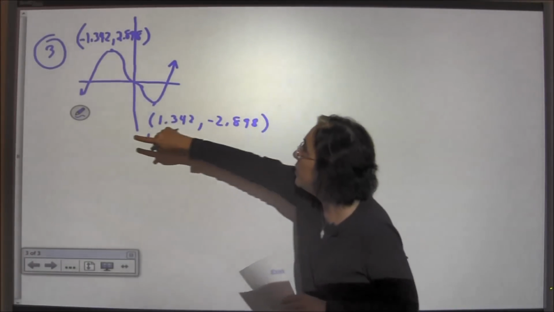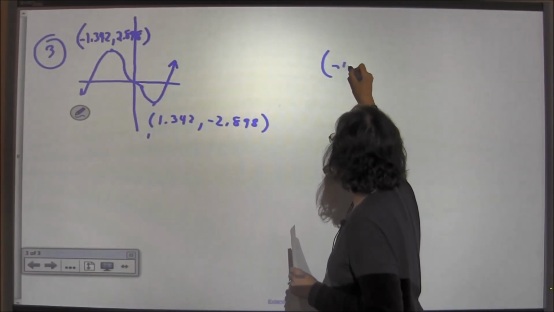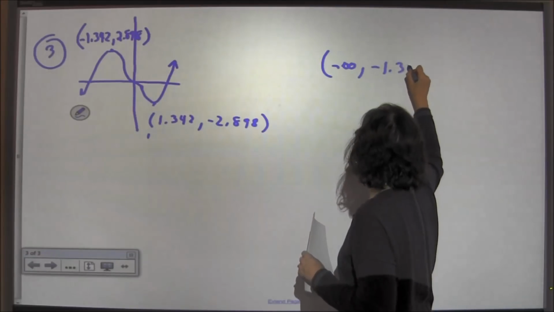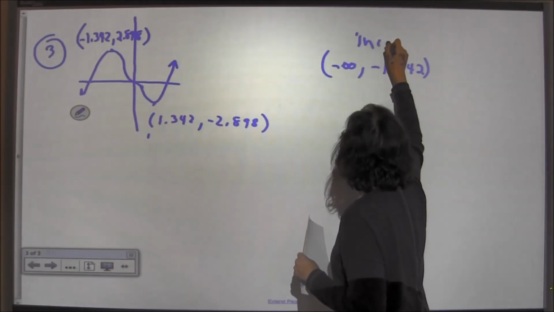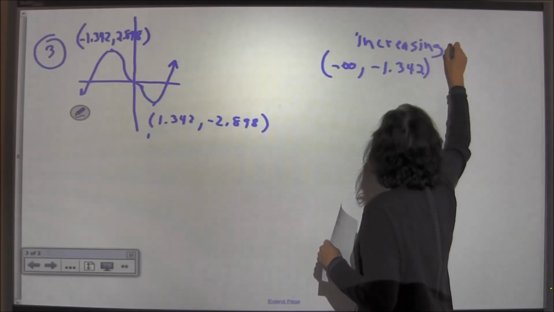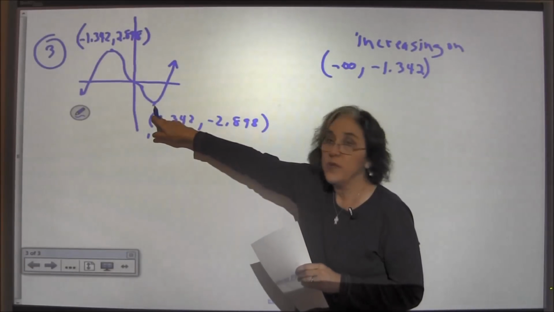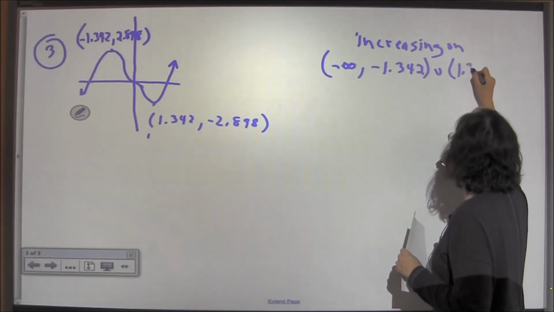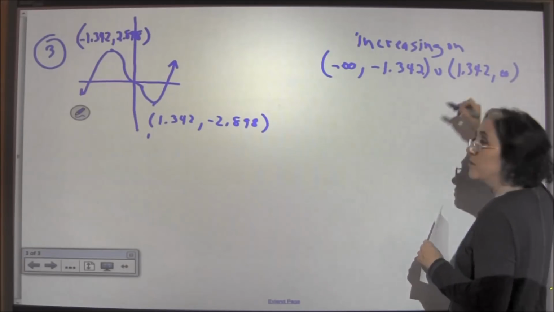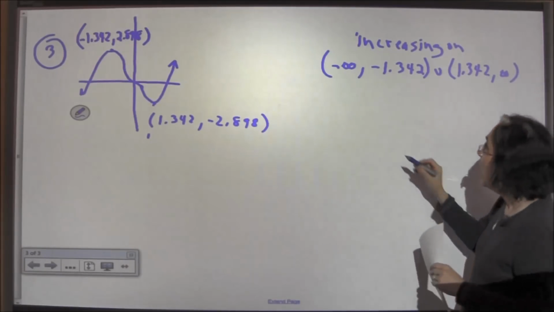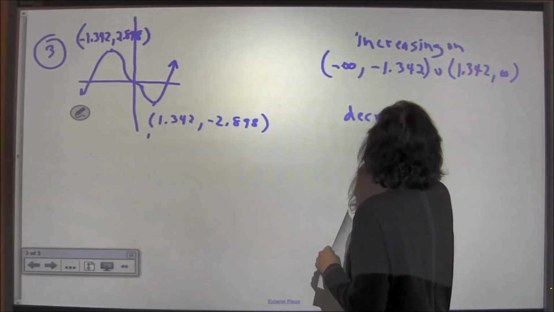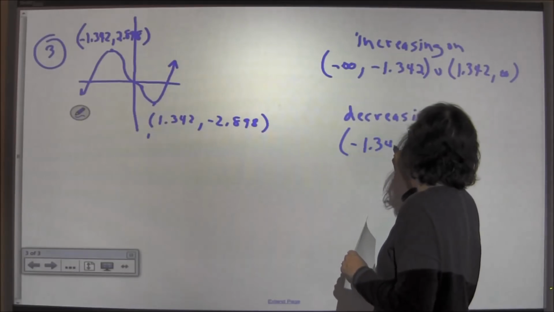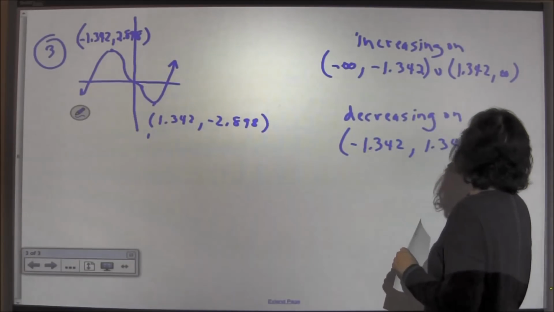Okay, so it's increasing first, and so we say that's negative infinity until we get to that x value, negative 1.342. This is where it's increasing. And then it increases again after this relative minimum. And so we're going to say union 1.342 forever. So we put an infinity for that. And it's decreasing in between. So that's from negative 1.342 to 1.342.